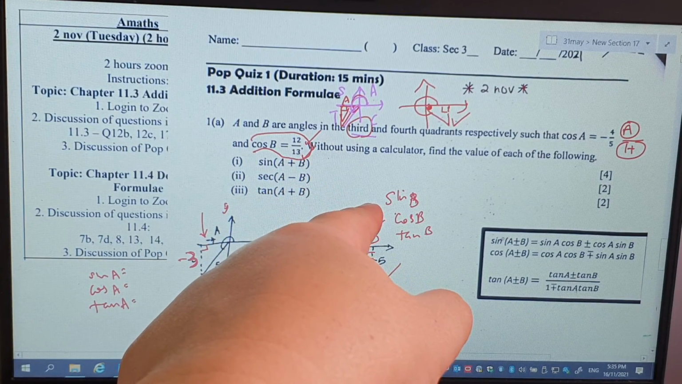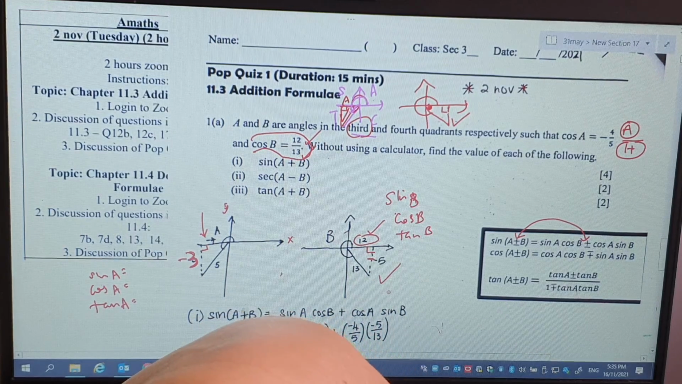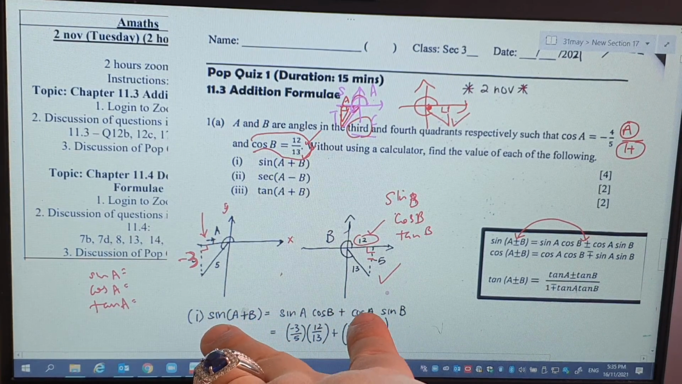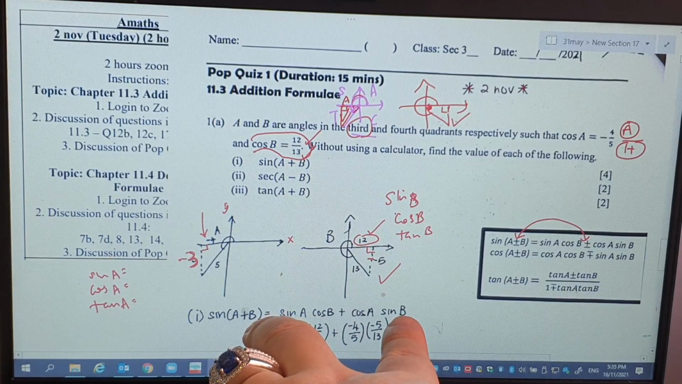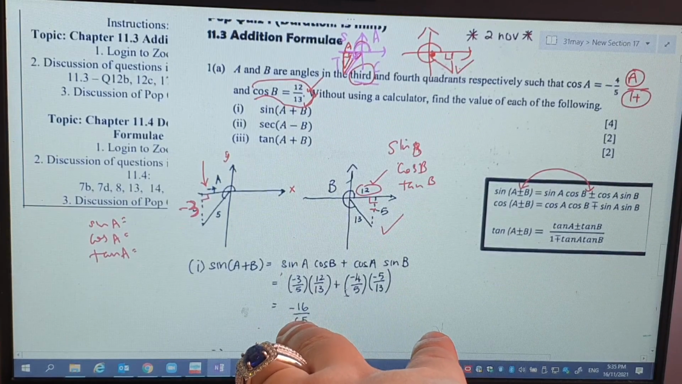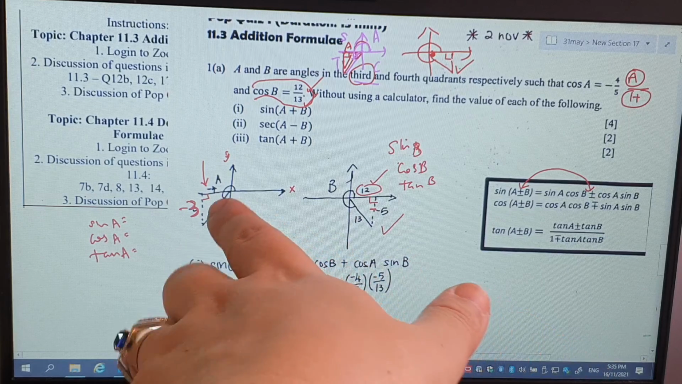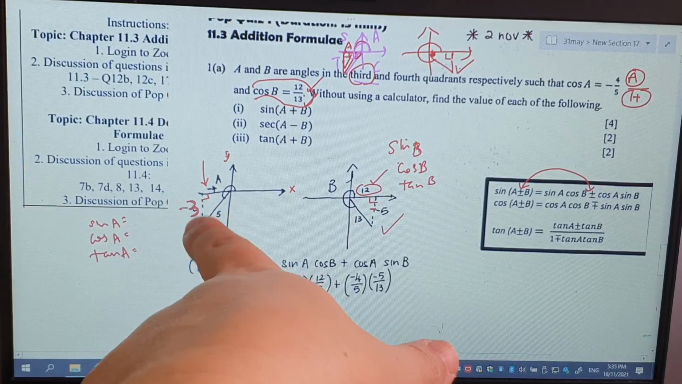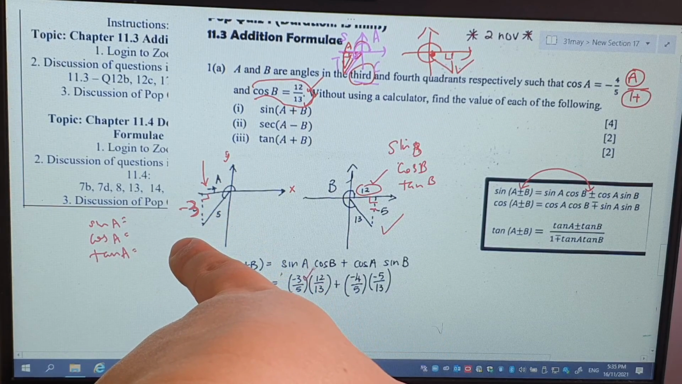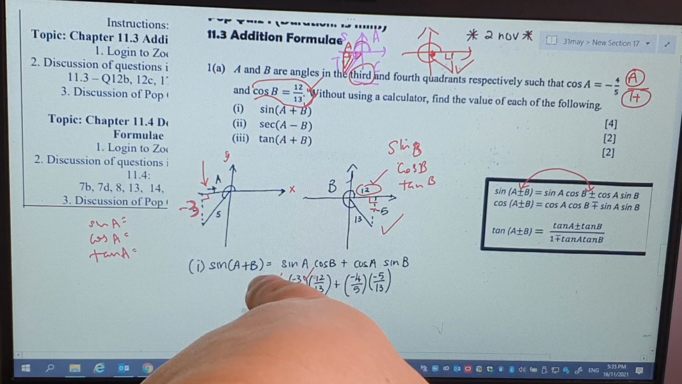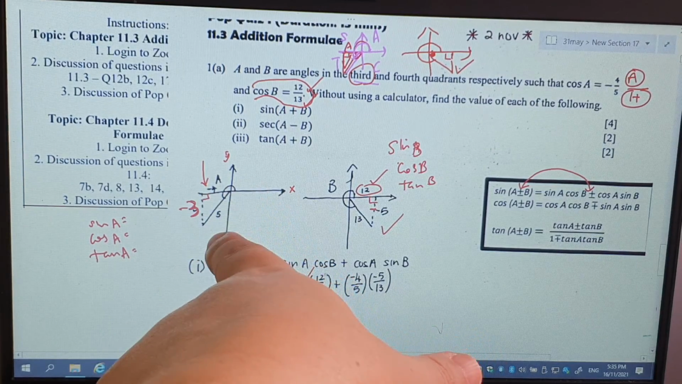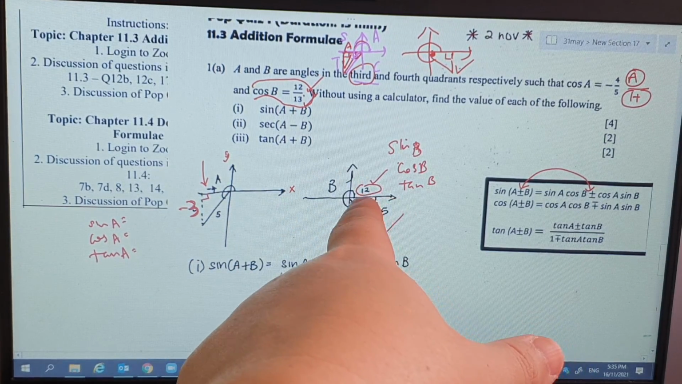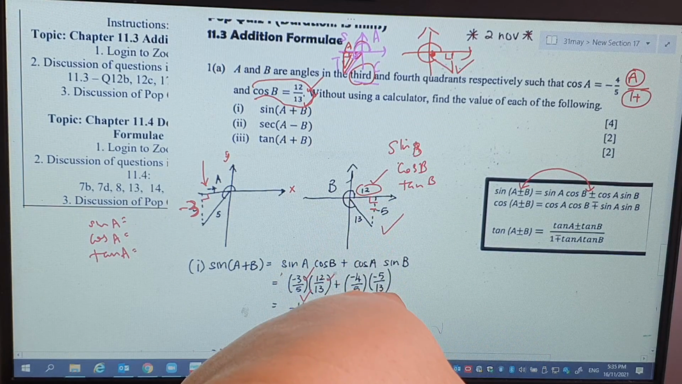Then how do I do sine A plus B? Remember, sine has the same sign. So if it's A, it will be A here. So it's actually sine A cos B, then cos A sine B. Finish. Then how do I get all the cos A, sine B and all that? Very simple. Sine A is opposite, which is -3, over hypotenuse 5. Then cos B is adjacent over hypotenuse, so it's 12 over 13.